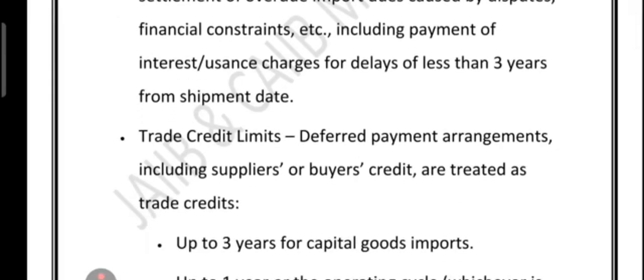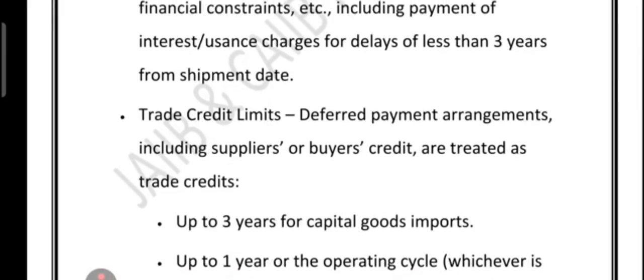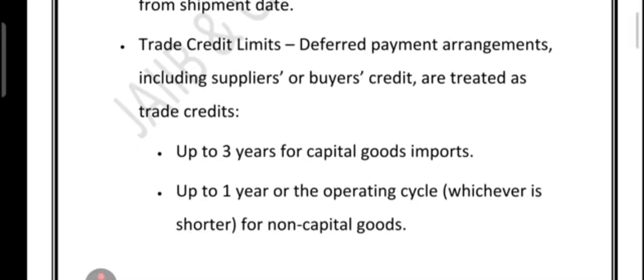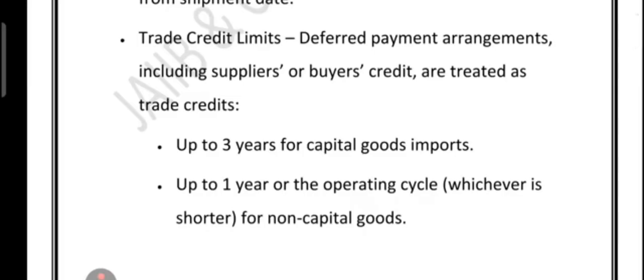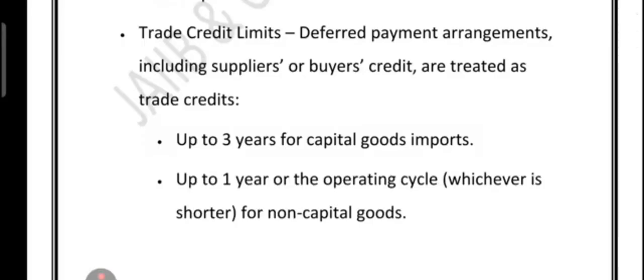Next, let's talk about trade credit. You know what is trade credit? This is when you don't pay for import immediately, but you pay for import after some time. For example, if you are importing capital goods like machinery, you can take up to 3 years to pay. For other goods, the limit is 1 year or your operating cycle, whichever is shorter, right? So basically, when you don't pay for import immediately but pay after some time, that is called trade credit.